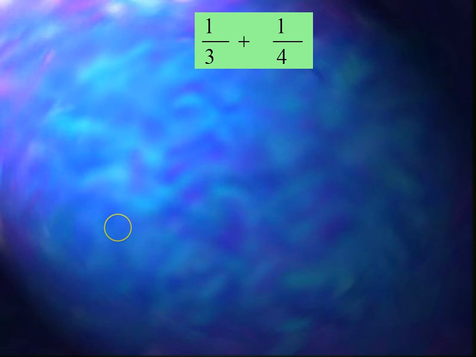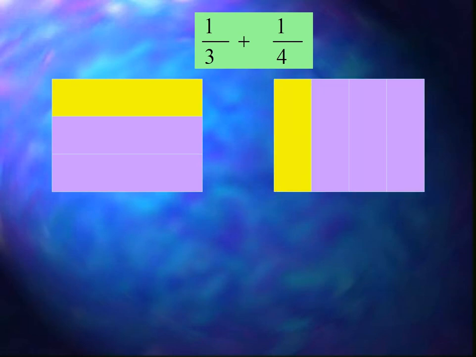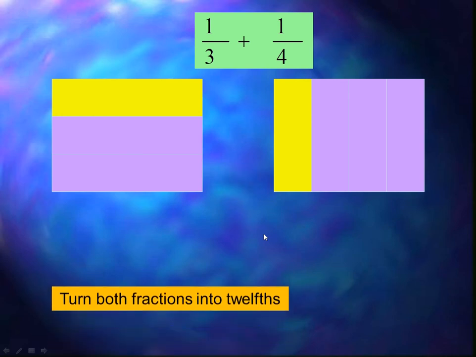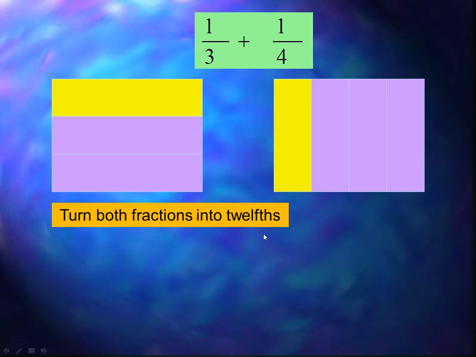Here's another example. 1/3 plus 1/4. You can see in the pictures here how we have 1/3 shaded gold, and here 1/4 is shaded gold. But what is the lowest common denominator for 1/3 and 1/4? Well, the lowest common denominator in this case is 12. So we need to turn both fractions into twelfths.